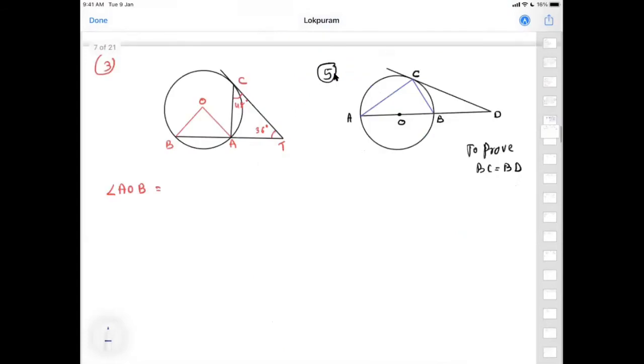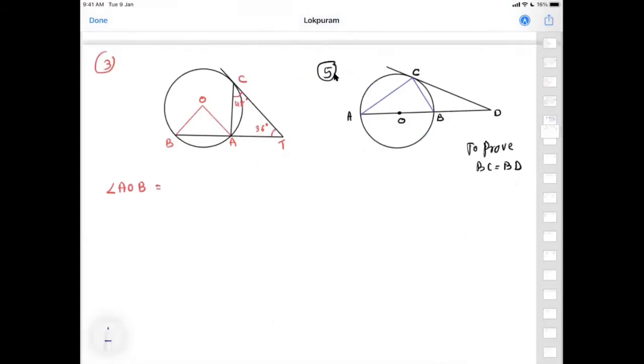Next. A, B and C are 3 points on the circle. Tangent at C meets BA produced at T. Angle ATC is 36 degrees. Angle ACT is 48 degrees. Calculate the angle subtended by the arc at the center. We have to find this angle. So first we will join a line. We can join this part. Join this line.